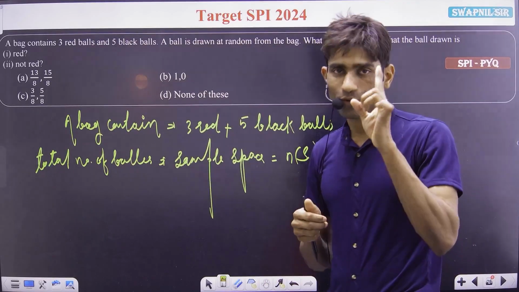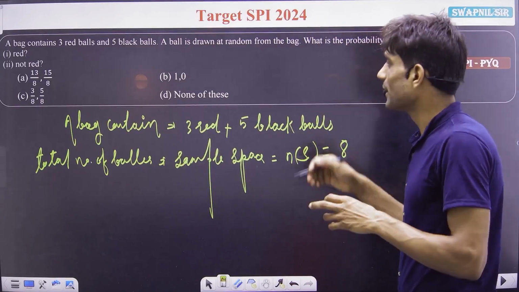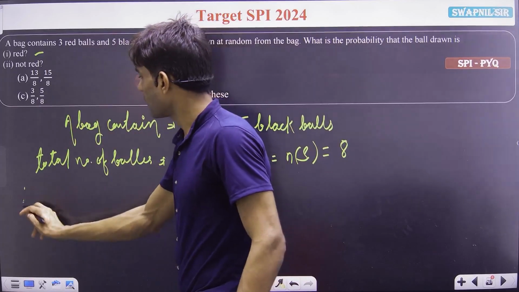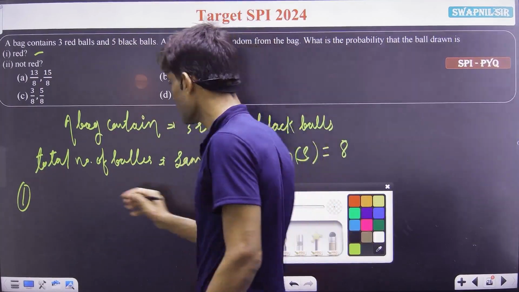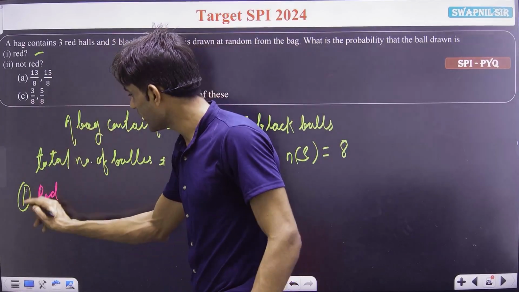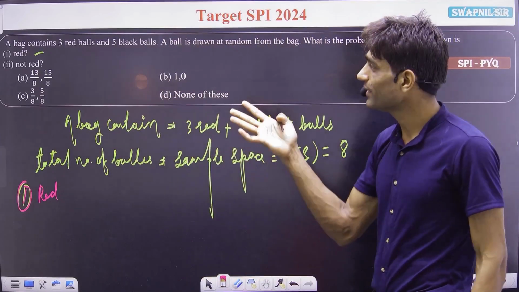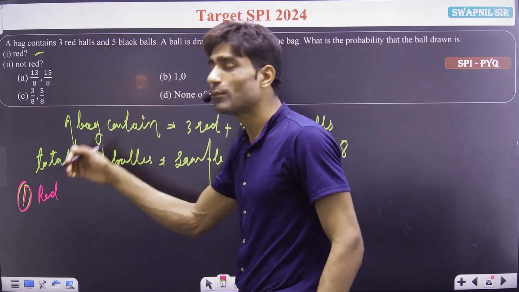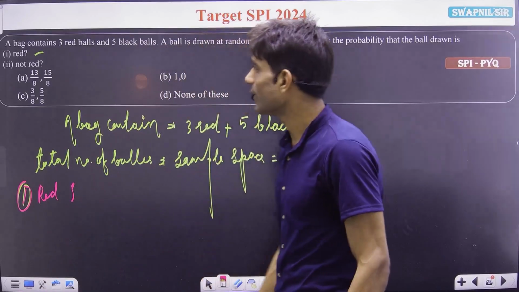Okay, now first we want the probability that the ball is red. That means when we have a red ball, we have to find out the probability. First let me write what the probability is for a red ball. Since the ball is red, I'm going to write with a red pen, because we cannot write it in black. It is only for red. When the ball is red, what is the probability?